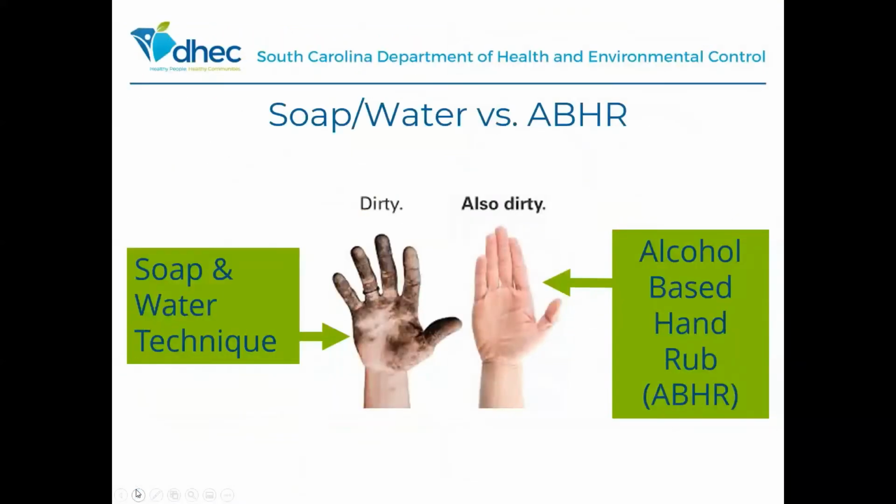But regardless, there are indications for each on when soap and water should be used versus alcohol-based hand rub or sanitizer. So, if hands are visibly soiled and dirty, the one on the left, soap and water should be used. The one on the right is a contaminated hand after coming out of the patient room. It doesn't look dirty, but it is, so that's when you should use the alcohol-based hand rub or sanitizer. Next slide.